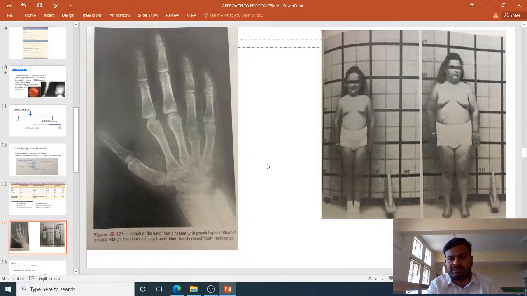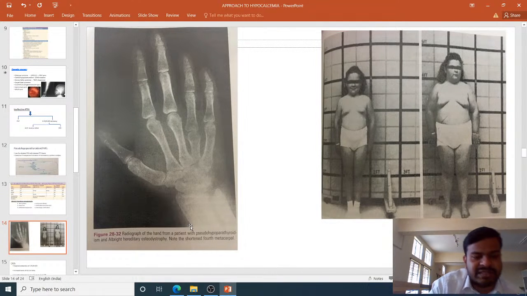This is how you will see a patient with pseudohypoparathyroidism and Albright's hereditary osteodystrophy. There is demineralization of the bone and a shortened fourth metacarpal. There is a totally short fourth metacarpal, which is very prominent, and features like short stature, obesity, and other features of Albright's hereditary osteodystrophy are seen.